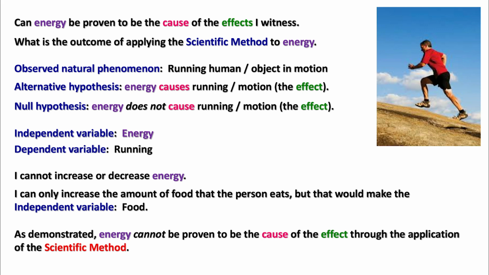Observed natural phenomenon, running man, object in motion. Alternative hypothesis, energy causes running, motion, the effect. Null hypothesis, energy does not cause running, motion, or the effect. Independent variable, energy. Dependent variable, running. I cannot increase or decrease energy. I can only increase the amount of food that the person eats, but that would make the independent variable food. As demonstrated, energy cannot be proven to be the cause of the effect through the application of the scientific method.